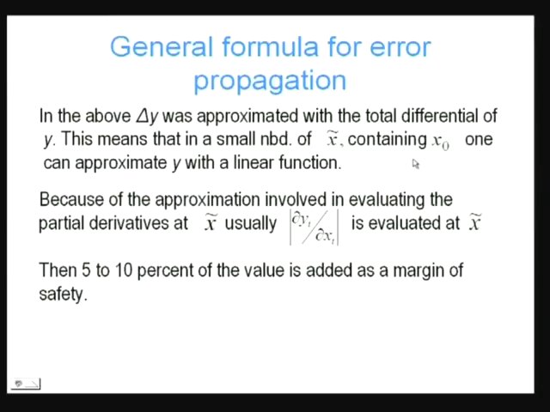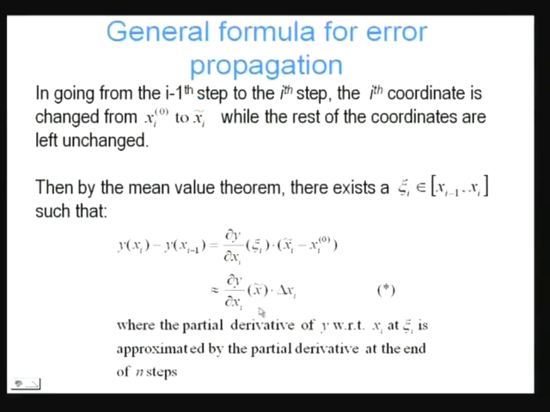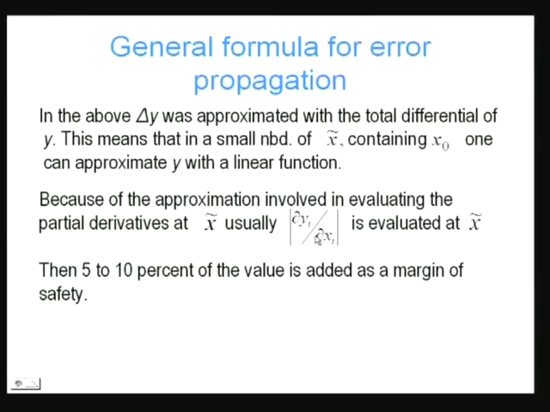However, because of the approximation involved in evaluating the partial derivatives at x tilde, recall that instead of evaluating the partial derivatives at xi, we are evaluating the partial derivative at x tilde. There is some approximation involved there. So what is actually done is that although we evaluate mod of del y del xi at x tilde, 5 to 10% of the value is added as a margin of safety, because we are not evaluating del y del xi at the exact point xi, but at x tilde, which is the approximate value.